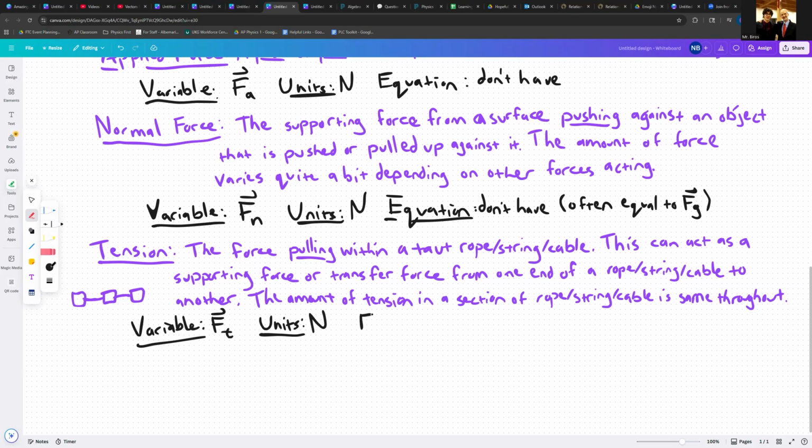Now, it might seem like at this point, do any of these forces have an equation of their own besides gravity? We'll get to them. This one does not. We don't have an equation for this. And a big part of the reason is that if it's supporting like normal force, or if it's transferring force, it really depends how much tension there is.